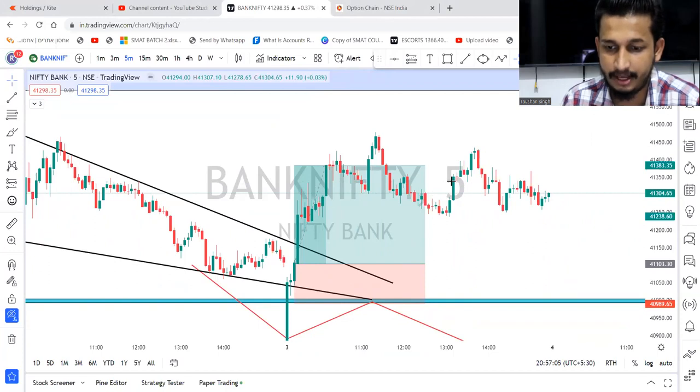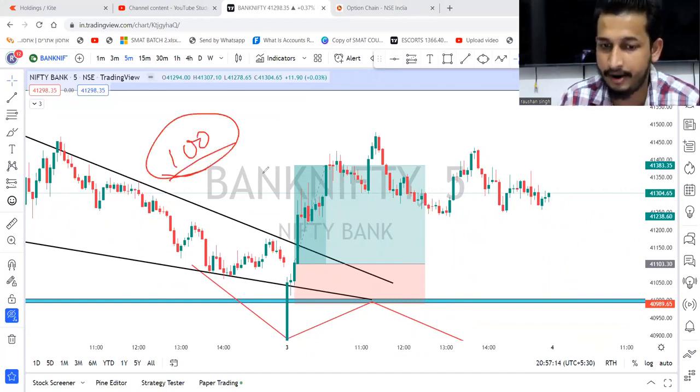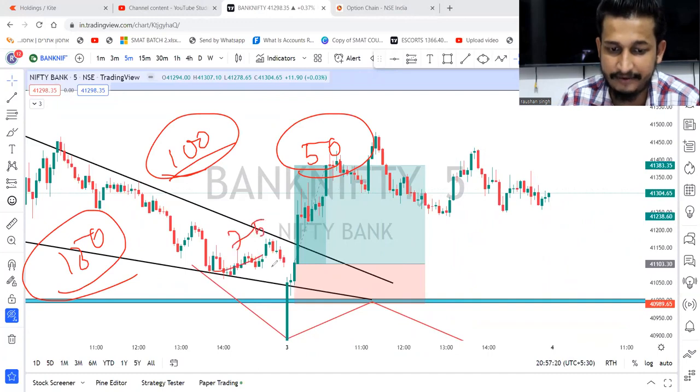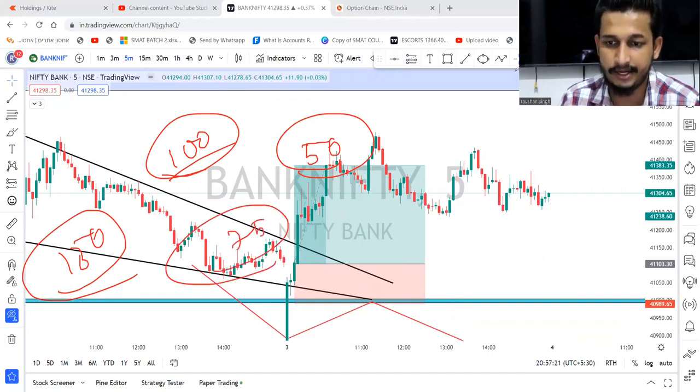अब इसमें नहीं समझने का क्या है भाई? अगर बैंक निफ्टी में हमने captured 100 points, options will get 50 points. If we have captured 150 points, almost we will get 75 points. I will show you, do not worry.